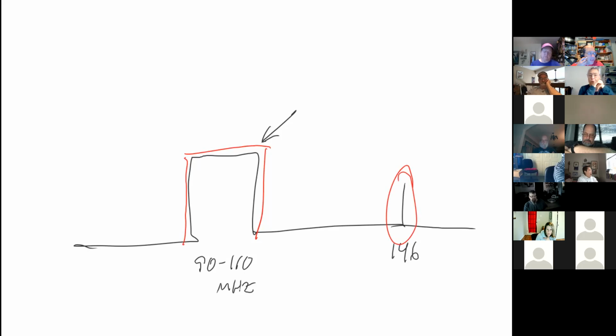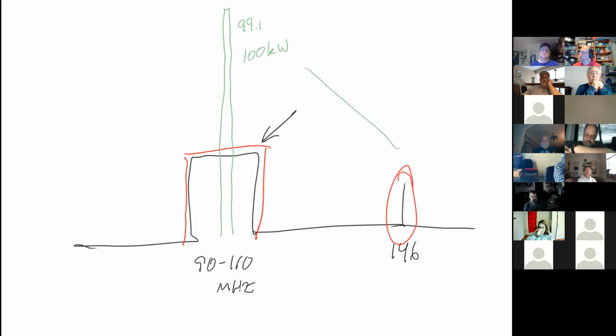Correct. The other thing to do is if you have a VHF transceiver, and let's say this goes the other way. You have 99.1 transmitting at 100 kW right next door, and you're hearing it on your radio.